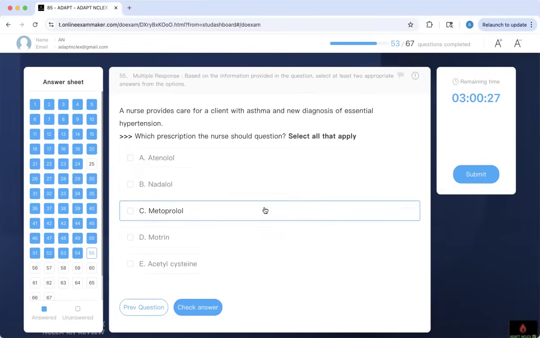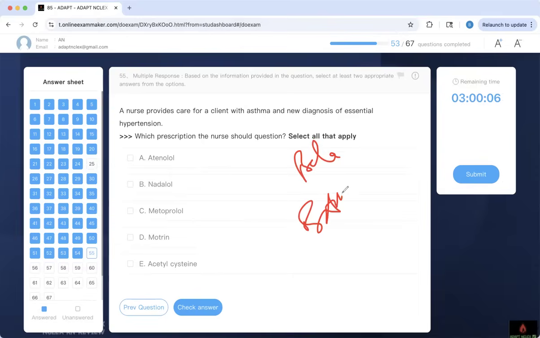55. And next, provide care for a client with asthma and a new prescription diagnosis of essential hypertension. Which prescription should the nurse question? This is what I tell everybody. Anybody with asthma who has hypertension and you have to prescribe medication, what? A beta blocker. That's what the NCLEX is going to ask you. And what beta blocker can you use? BAM: bisoprolol, atenolol, and metoprolol.